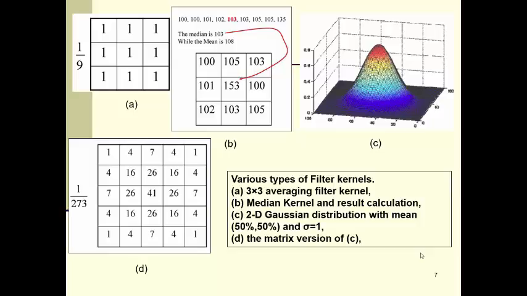So for example, the top left corner value is equal to 1 divided by 273. The center value is 41 divided by 273. If I add all of these values together, it should sum up to 1. Same thing can be said for the averaging filter in part A.